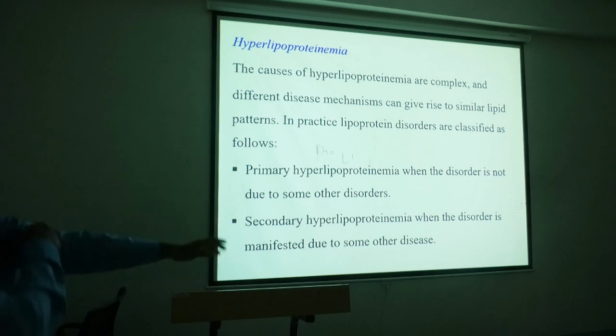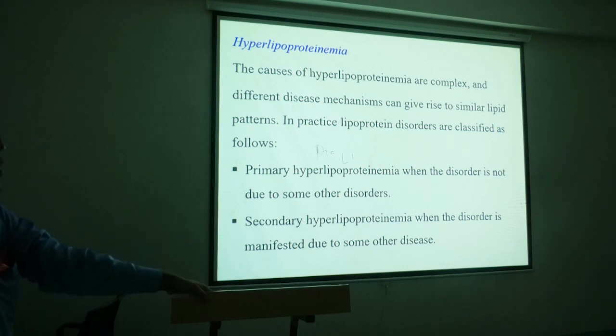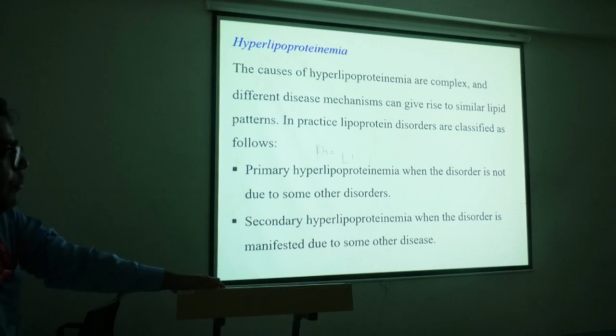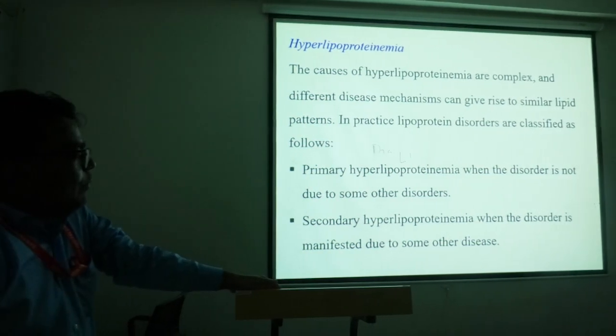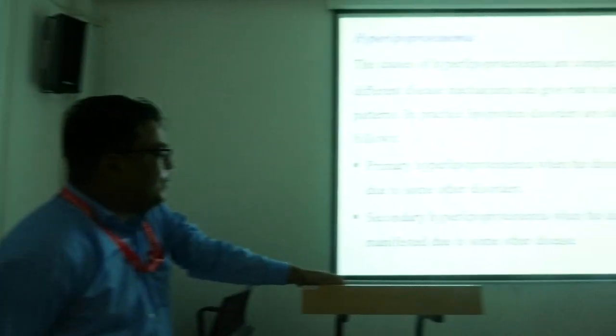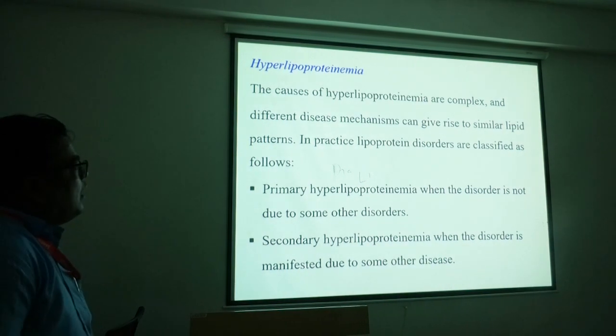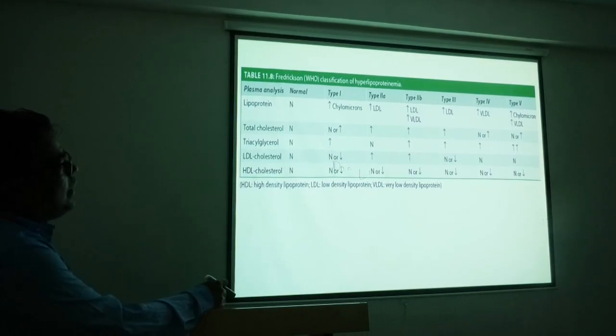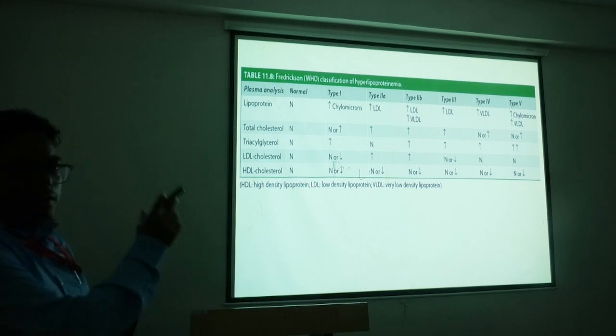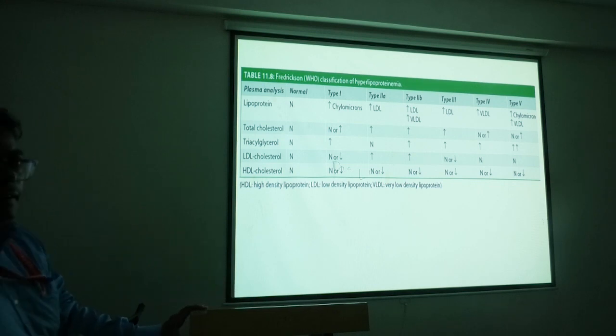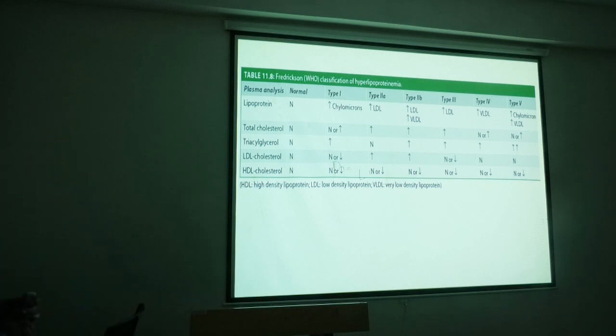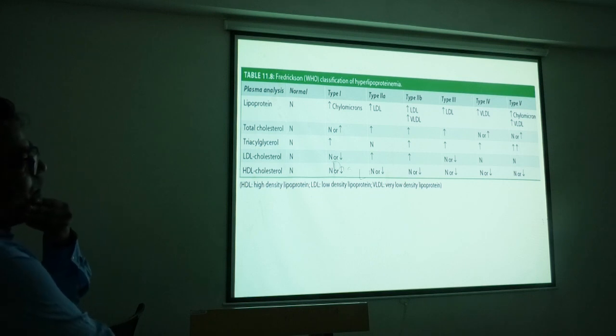First one is hyperlipoproteinemia. Its complex causes are different disease mechanisms that give rise to similar lipid patterns in practice. Lipoprotein disorders are classified as follows: primary hyperlipoproteinemia, and secondary hyperlipoproteinemia, when the disorder is manifested due to some other disease. All of you take a picture of this slide because this is important. The different types are type 1, type 2, type 3, type 4.